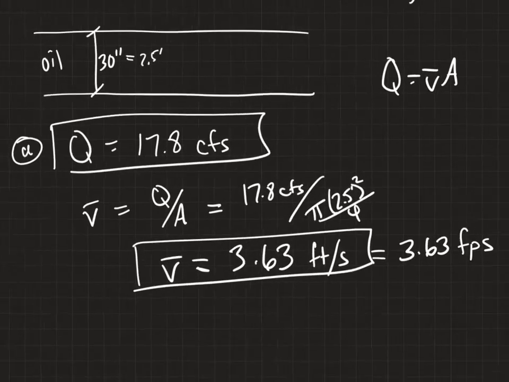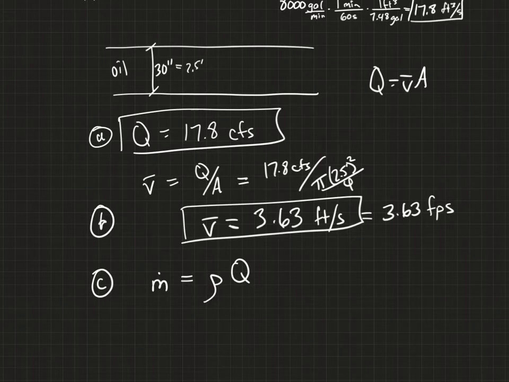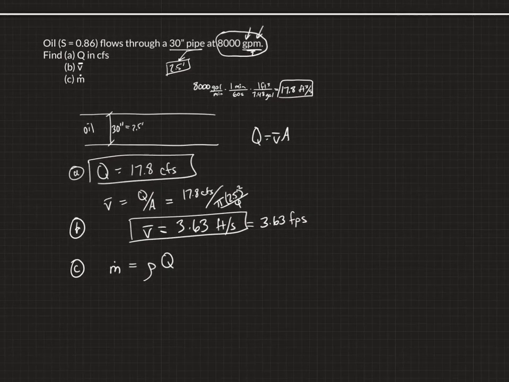Okay, so the mass flow rate. The mass flow rate, luckily, is usually pretty easy. The mass flow rate equals rho times Q. Once you have Q, the mass flow rate is pretty straightforward. We have one more piece of information that we haven't used, which is the specific gravity of the oil. So m dot equals S oil, so this would be the rho of the oil. So this would be S oil rho W times Q.